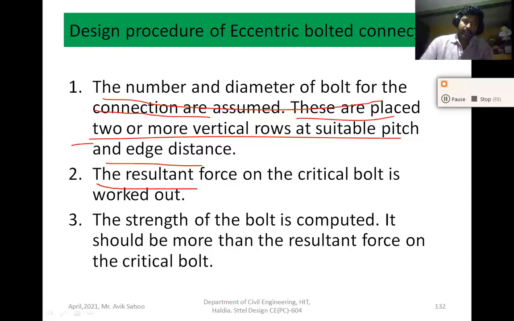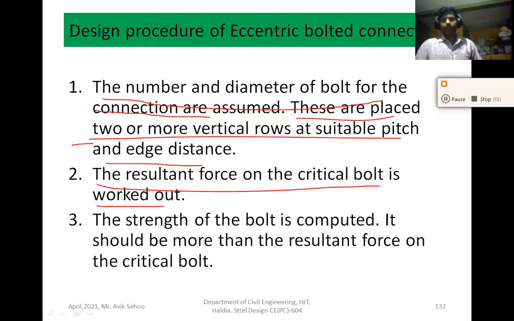Next, the resultant force on the critical bolt is worked out. So find out the resultant forces on the critical bolt. The critical bolt is the bolt which experiences maximum forces, the bolt which carries the maximum forces. You find out the resultant force on the critical bolt. Next, the strength of the bolt is computed. This is step 1.